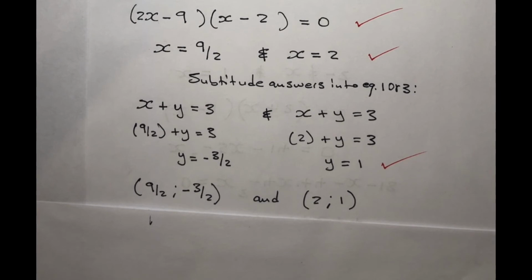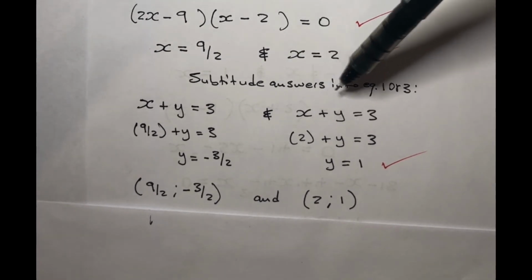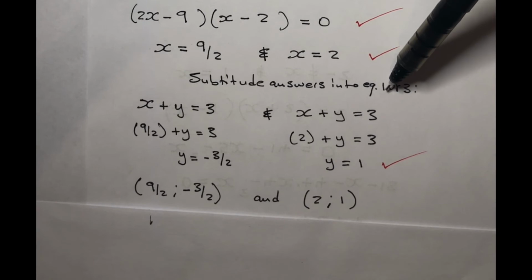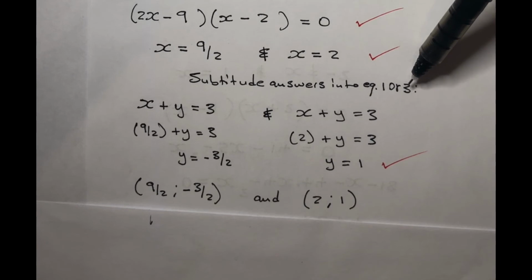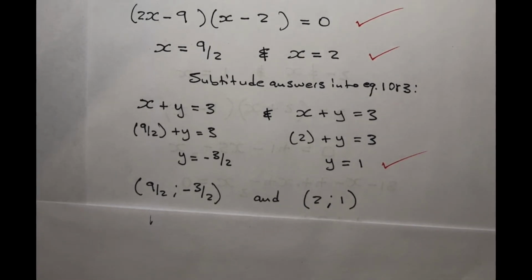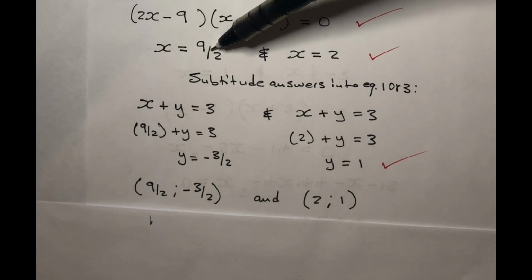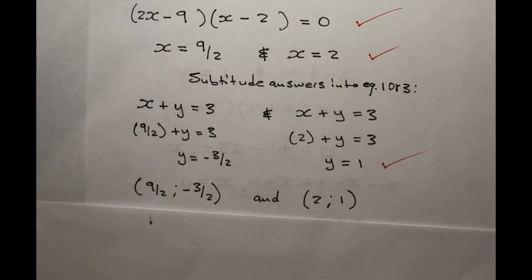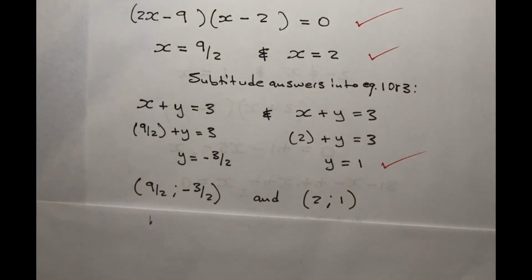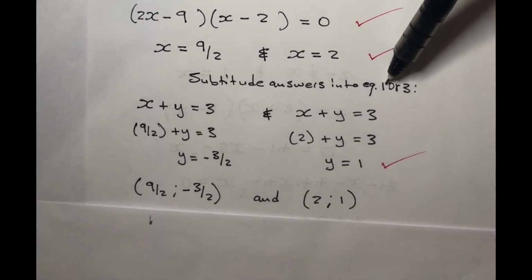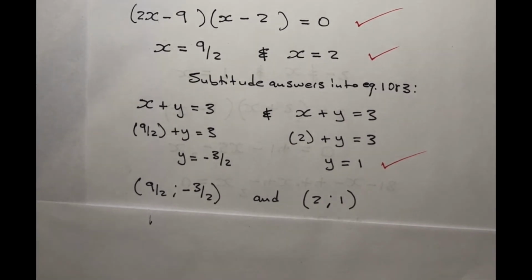On your last step, you substitute your answers into an equation. You can substitute into equation 1 or equation 3. It's easy when you substitute into equation 3, because you take your x value, substitute it there, punch it on a calculator, and you'll find the corresponding y value. You do the same for 2 and get the corresponding y value. You can also substitute into equation 1, which is a bit longer.